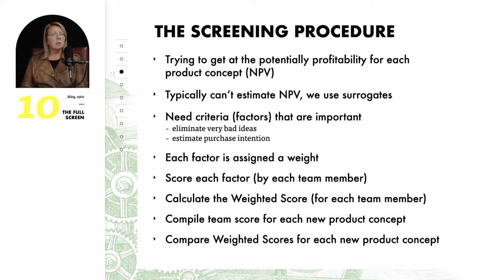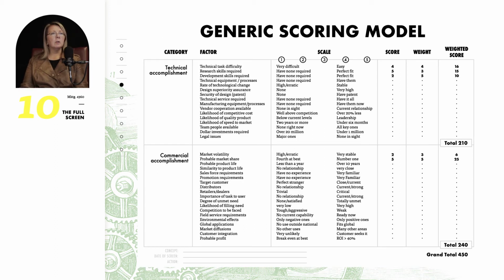But let me show you the example that's given in the textbook. This is a fairly generic scoring model. The verbiage is very generic. We'll have an assignment for this chapter where I'll be looking for you to talk about these criteria in much more concrete terms. But these are very generic, and you can use these as a starting point. So here we have our factors that are important to the company.